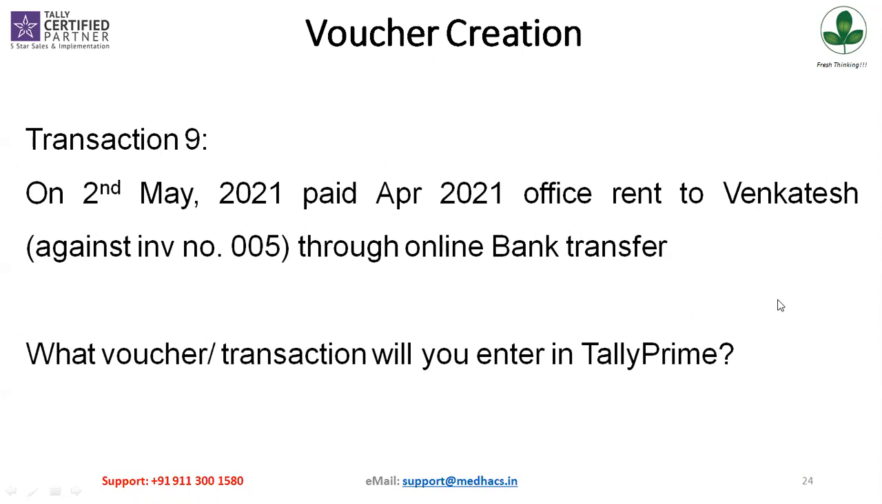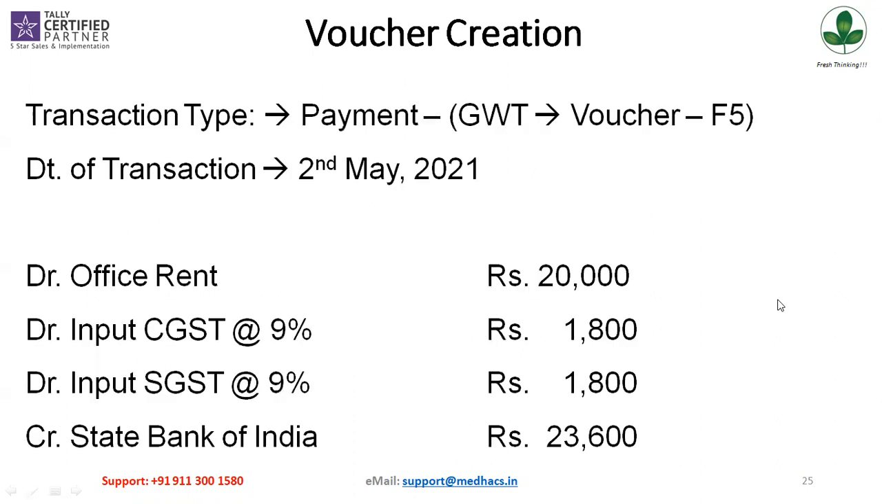Okay, so let's look at it. The type of transaction is payment. We will debit office rent, credit input CGST, credit input SGST. Sorry, debit input CGST, debit input SGST, and credit State Bank of India. Okay.